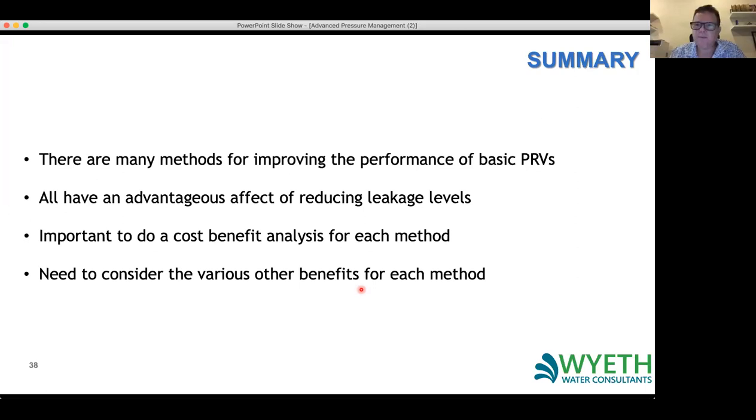And probably the biggest benefit is by calming your network, by reducing the variations in pressures, you're actually going to extend your asset life. So you won't have to be replacing pipes as quickly.